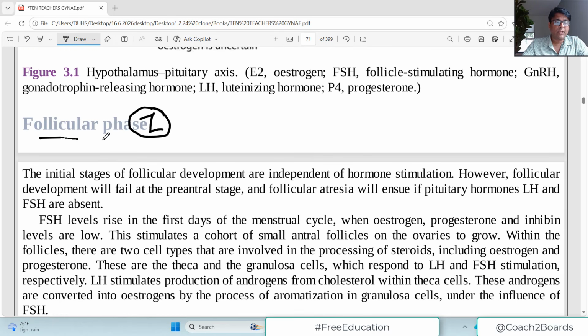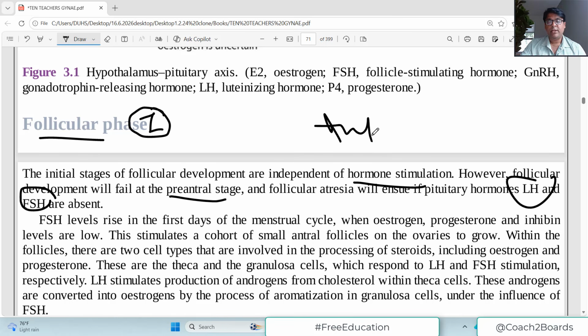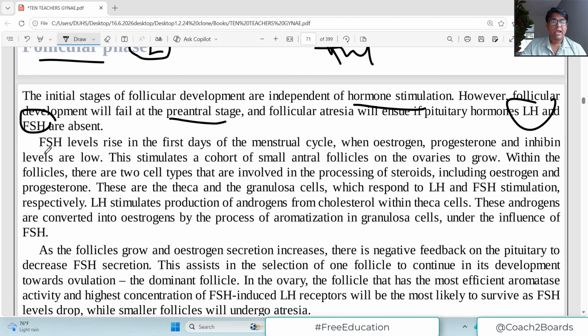दैट्स द फर्स्ट फेज, follicular phase, is the initial stage of follicular development are independent of hormone stimulation because this happens even without menarche. तो हार्मोन पे इनका कोई डिपेंडेंसी नहीं है. However, the follicle development will wait at the pre-antral stage, and follicular atresia will ensue if pituitary hormones are absent. So LH and FSH, which are released from the anterior pituitary, they are both very important for final maturation of the follicle.